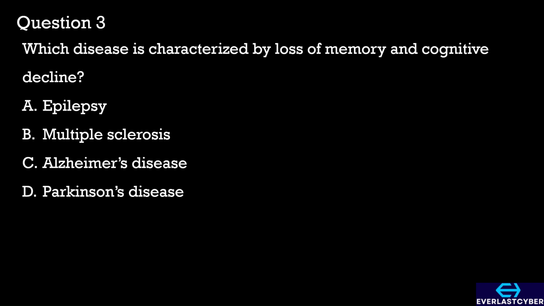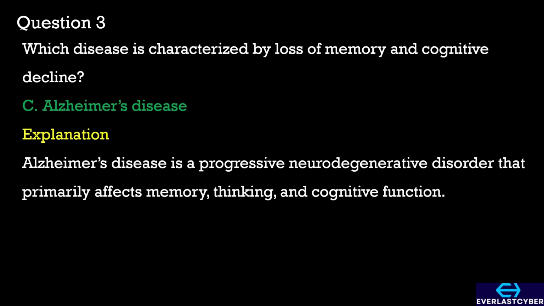Alzheimer's disease is a progressive neurodegenerative disorder, and it primarily affects memory, thinking, and cognitive function. It is also one of the most common causes of dementia in older adults. Parkinson's disease primarily affects movements, and cognitive decline can actually occur, but that occurs in later stages. So, based on the options, the disease that is characterized by loss of memory and cognitive decline is option C, Alzheimer's disease.